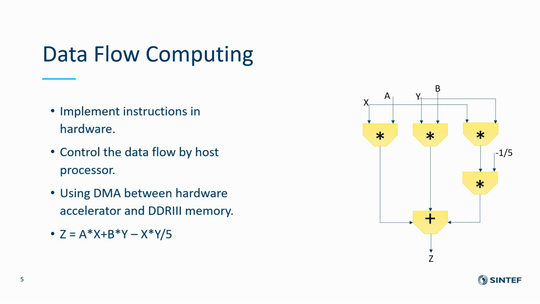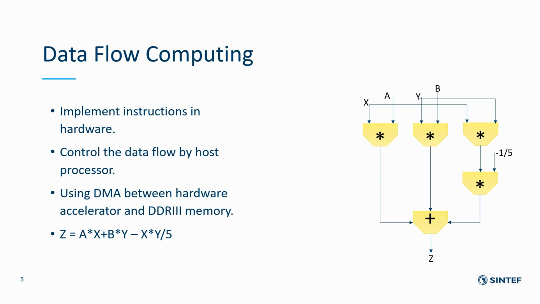For example, if you want to calculate this simple expression here, z equals a multiply x plus b multiply y minus x multiply y divided by 5, then we can implement it with several building blocks, from multiplication and others, and give the data in the beginning and finally have the results. With this kind of implementation, you can have only a few clocks between giving data and getting the results.